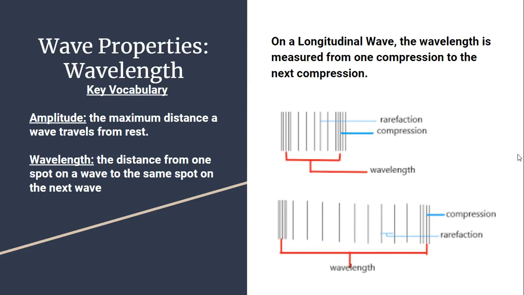In this example, you can see the areas of compression in the top wavelength are closer together than the areas of compression in the second wave. The bottom wave has a larger wavelength.